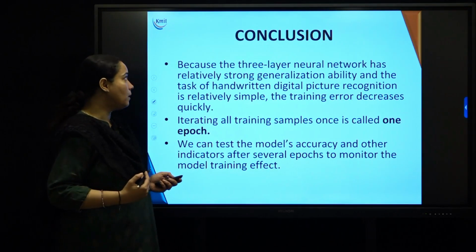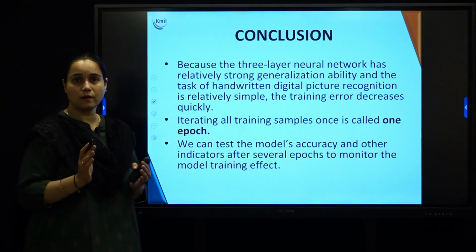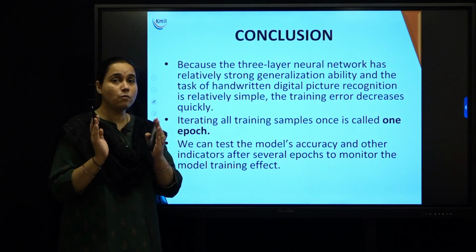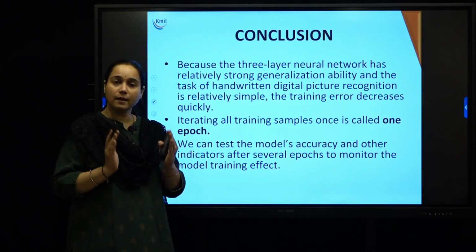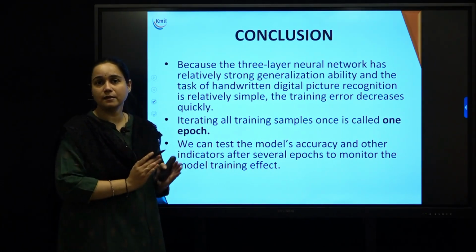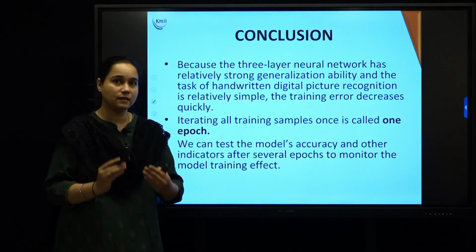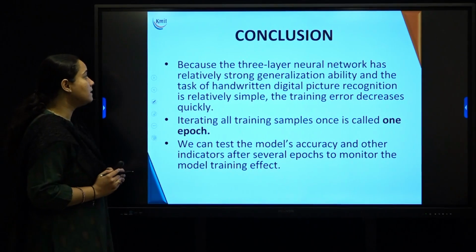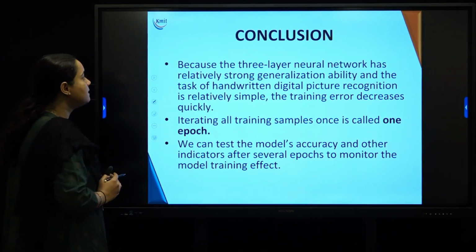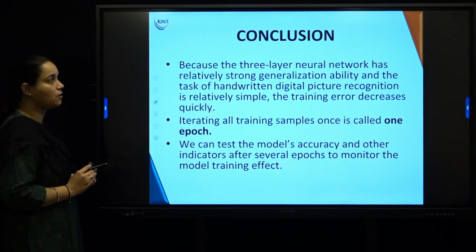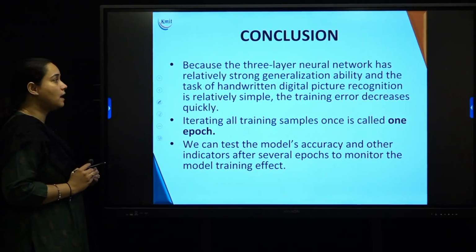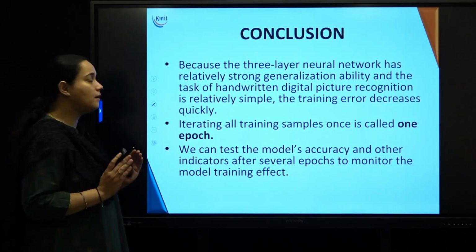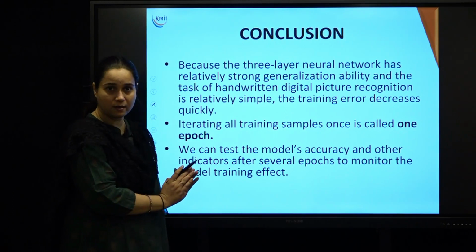So this was about the hands-on that I could explain to you, how it goes using TensorFlow. So I would like you to work on this. Okay, take up MNIST dataset and create a 3-layer model and try to get classifications by applying gradient descent using TensorFlow. Now, what is the conclusion that we have got? Because the 3-layer neural network has relatively strong generalization ability and the task of handwritten digital picture recognition is relatively simple, the training error decreases quickly for this particular dataset I am talking about.